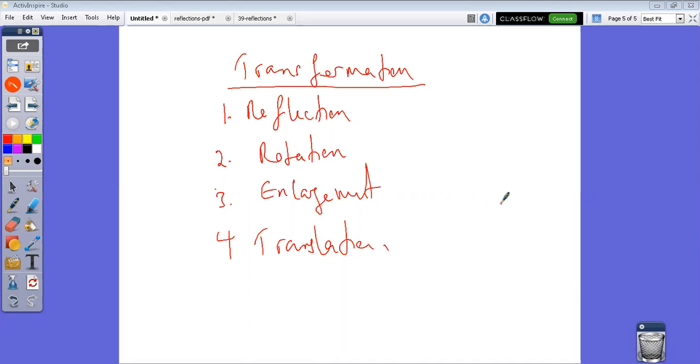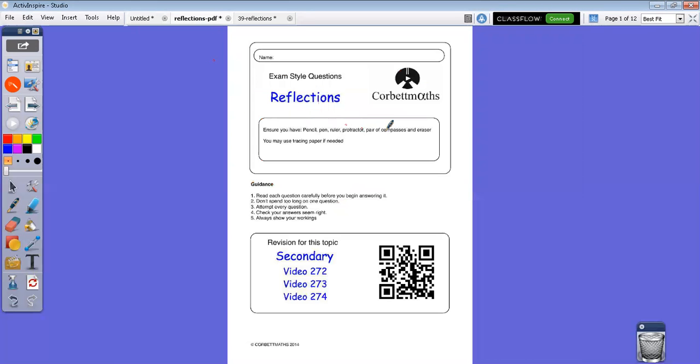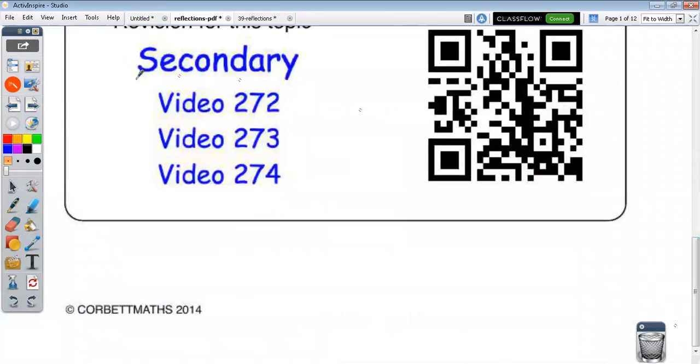So are we all together? Transformation is all about 4 types of transformation: reflection, rotation, enlargement, and translation. We are going to start with reflection. Reflection has got a mirror line. If I'm reflecting something, I think of a mirror line. Reflection always has a mirror line. It's the easiest of them all, I think.